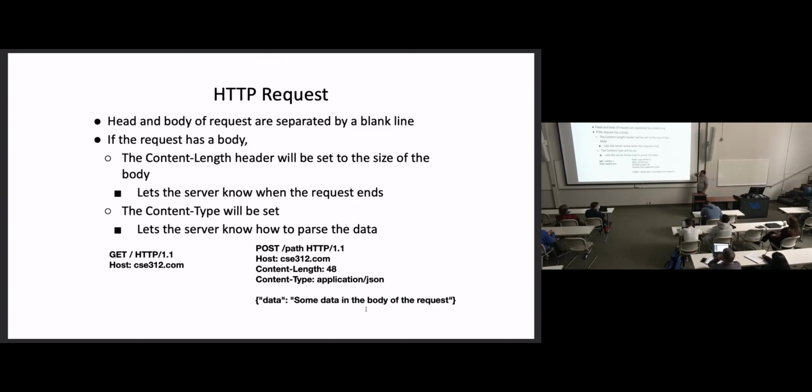If there's a body, there are going to be two headers that are mandatory. The content length, which tells you how many bytes of data are in the body of the request, which is very important to let you know how many bytes of data you should read from the TCP socket for this request, and the type of that data. This is a JSON string, so the type is going to be application/JSON. If it's plain text, that'll be text/plain. If it's HTML, it'll be text/HTML, etc.